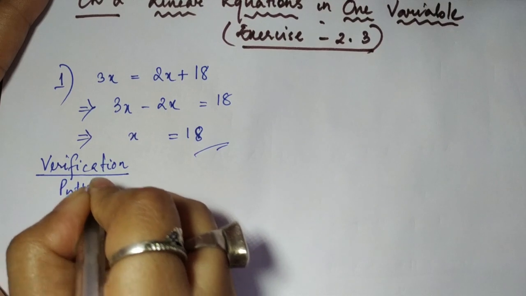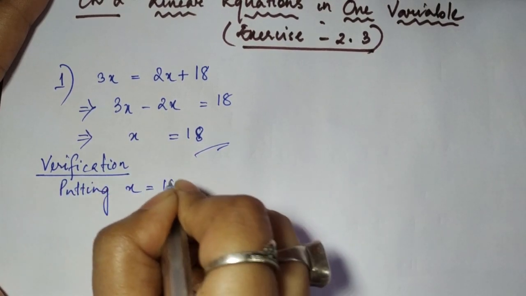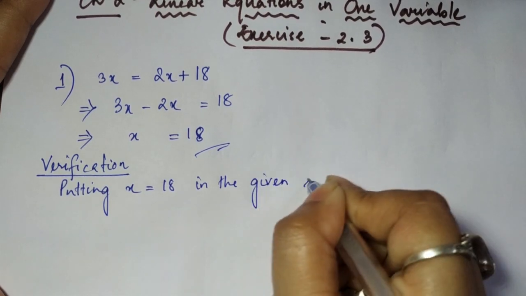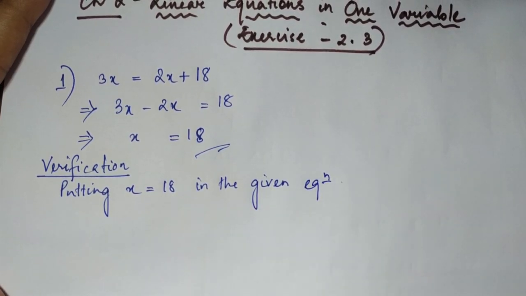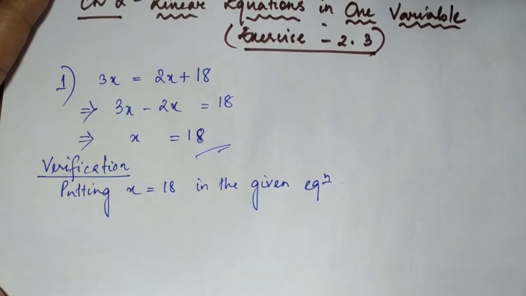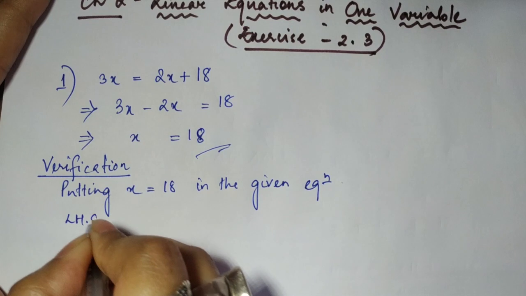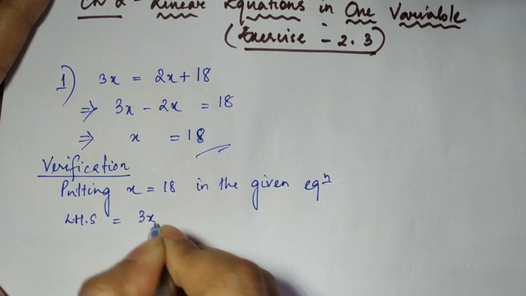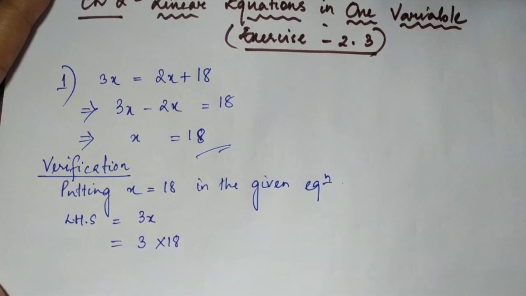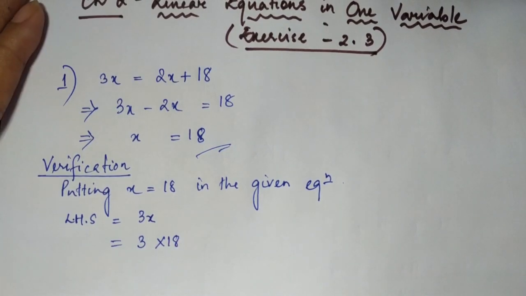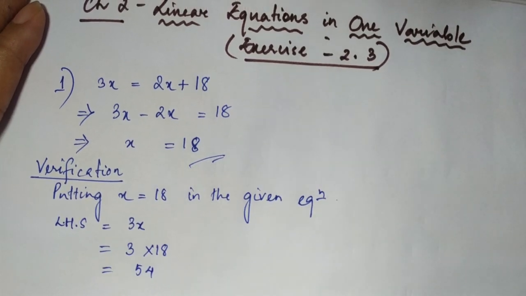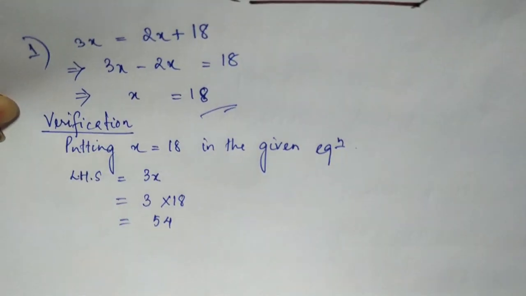In verification, we put x equal to 18 in the given equation. This is our equation. Now we'll first take the left hand side, then the right hand side. What is given in the left hand side? 3x. The value of x we just got is 18, right? So 3 into 18, how much will we get? It's equal to 54. So this is the value of the left hand side.